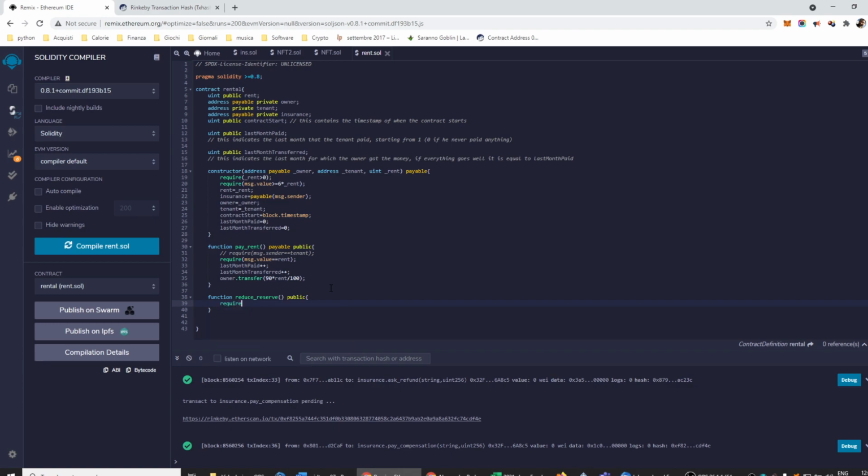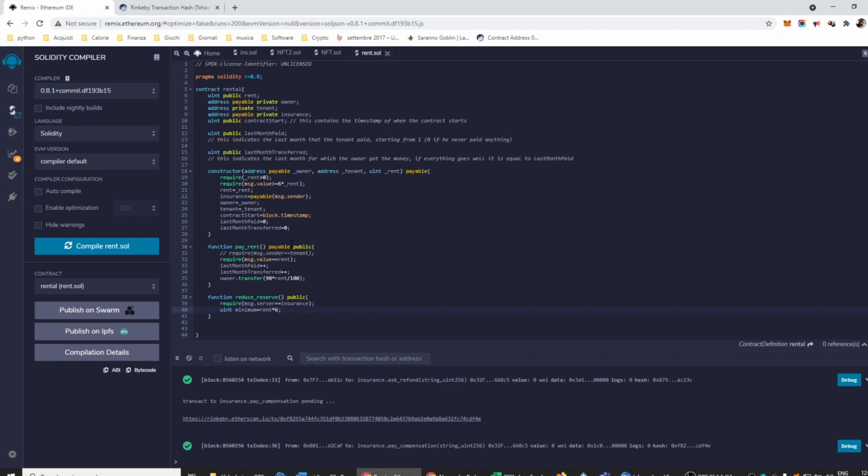It can be done only by the insurance company. Okay, we reduce it up to its minimum. So let's calculate this minimum. How do we calculate the minimum? Let me make the calculation. First of all, the minimum could also be put as a global variable. So uint minimum is equal to rent by 6.